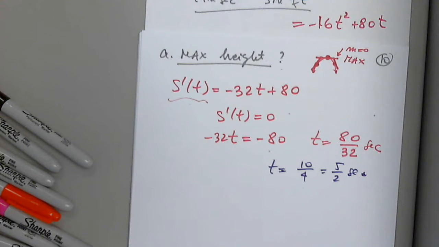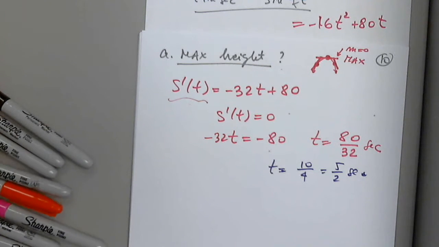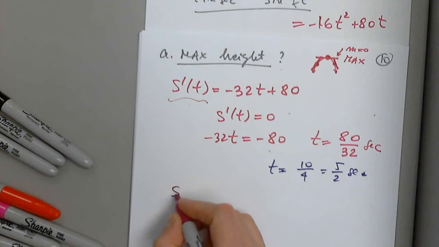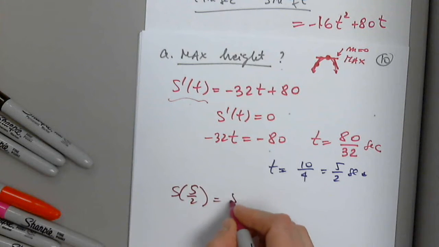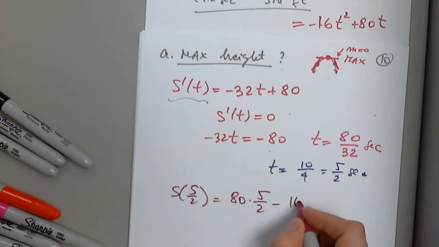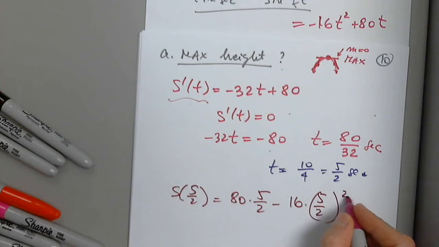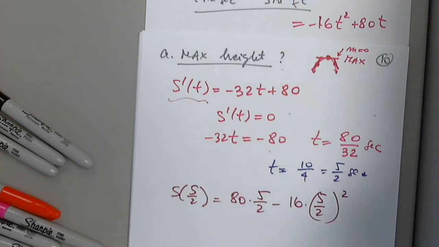The question is not asking us when the maximum is attained, but how much it is. How much is it? How do I find how much it is? Plug that in the function. Very good. S of 5/2: 80 times 5/2 minus 16 times 5/2, everything squared. And you know me by now, I'm going to go to the graphing calculator and punch it in. Who knows, I may want to determine other things.